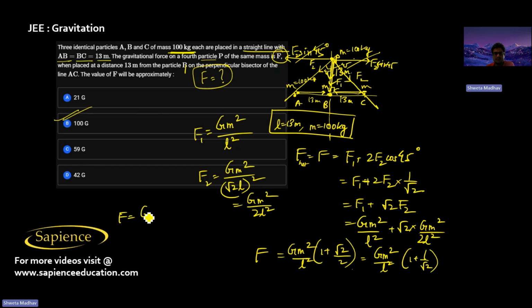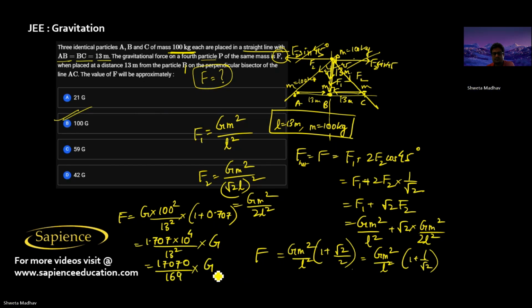Therefore, the force here will be equal to G into 100 square by 13 square into 1 plus root 2 by 2, that is 1.414 by 2, that is 0.707. This is 1.707 into 10 power 4 divided by 13 square into G. This will be 17070 by 169 into G. This is approximately 101 G, which is approximately 100 G. Option D is the correct answer.